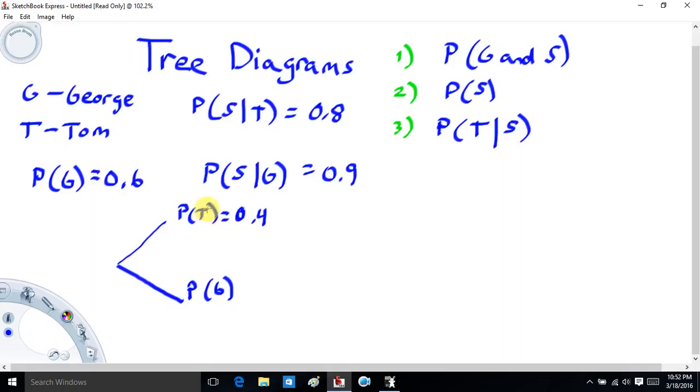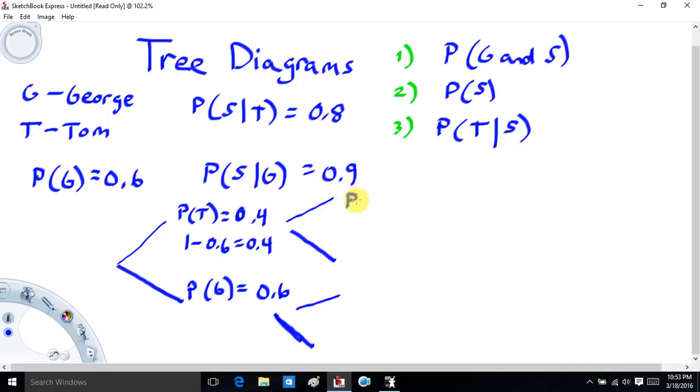Right? We know the probability of getting Coach Tom is 1 minus the probability of getting Coach George, which is 0.4. That's how we got this 0.4. And the probability of Coach George is 0.6, because there are only 2 coaches. Now we break it down even further into whether or not you receive a scholarship having those coaches.